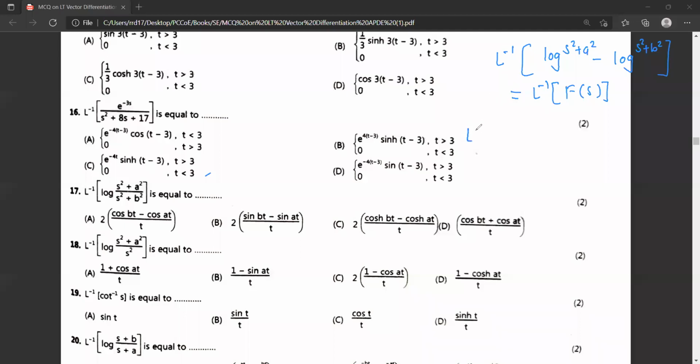Now if I take the derivative, what I'm going to get? L inverse of derivative of log of S square plus A square minus log of S square plus B square. Okay. It is going to be equal to L inverse of derivative with respect to S of F of S. Are you getting my point?